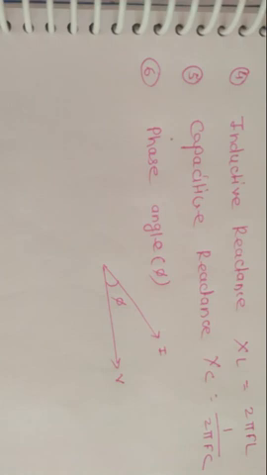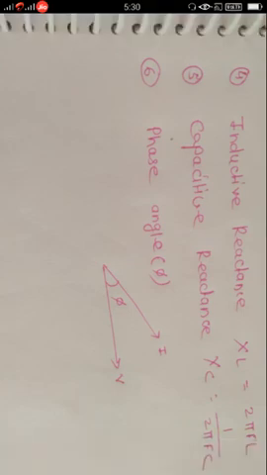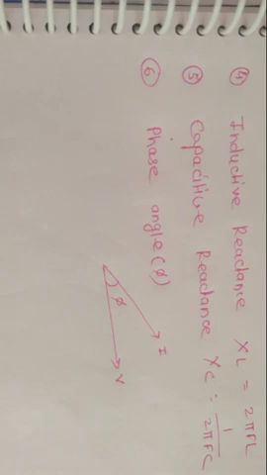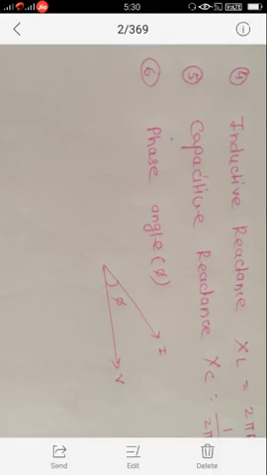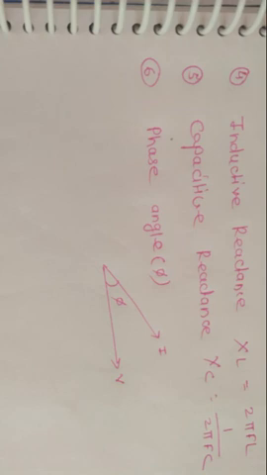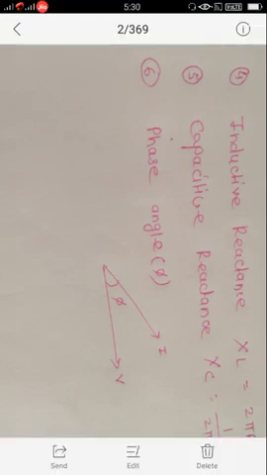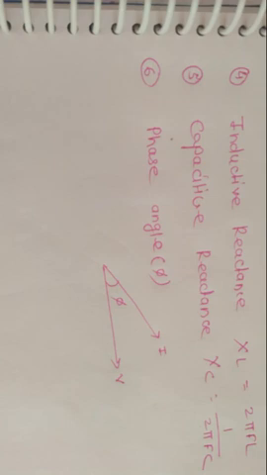Now we will see one more important definition related to phasor, that is phase angle. Phase angle is always denoted by the symbol phi. Here we have one small diagram. One phasor represents voltage and the second phasor represents the current, and between the voltage and current we have an angle phi, and that angle is called the phase angle. Phase angle is defined as the angle between voltage and current, and it is represented by the symbol phi.